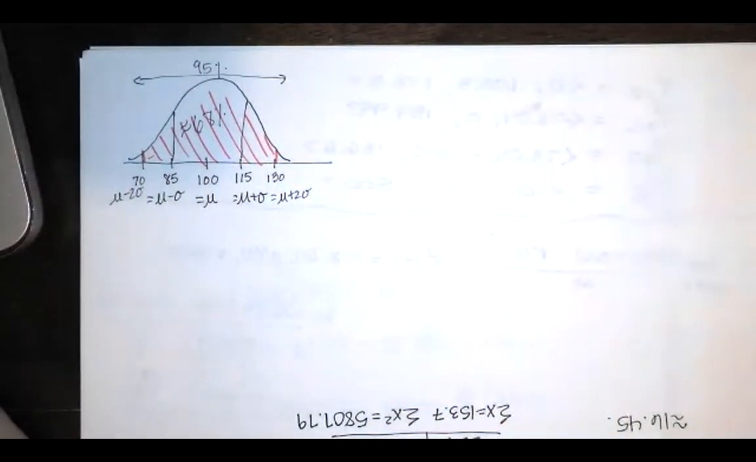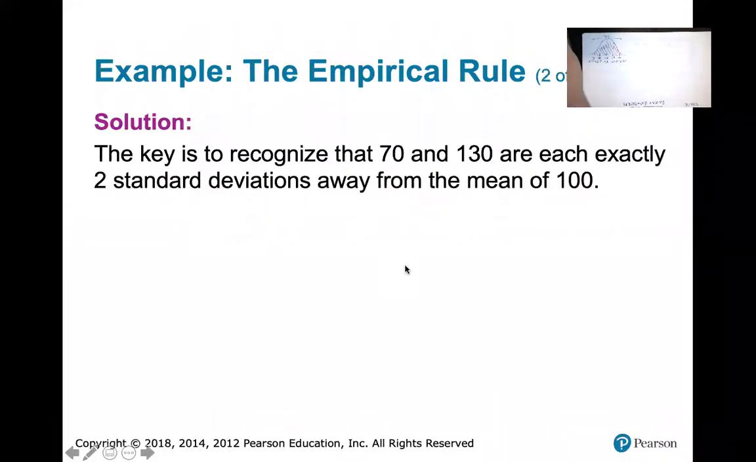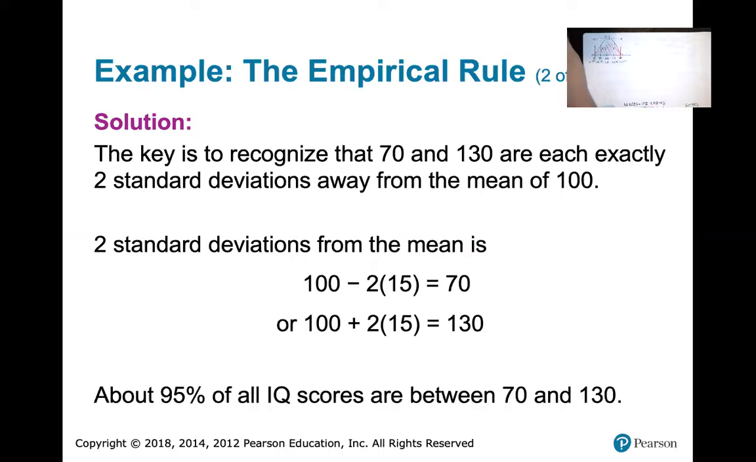So let's go back to our slides. We'll see how that looks on the slides. It says the key is to recognize that 70 and 130 are exactly 2 standard deviations away from the mean, which is 100. So we subtract 2 standard deviations and we end up at 70. And we add 2 standard deviations and we end up at 130. Since we're within 2 standard deviations of the mean, the empirical rule tells us that 95% of all IQ scores lie between those two numbers.